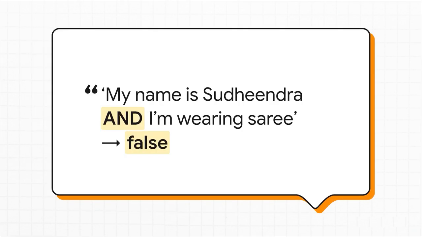Dr. Sudendra's research has this great, kind of funny example. Let's say we have a statement. My name is Sudendra, and I'm wearing a blue dress. Well, if both of those things are true, then the whole statement is true. But what about my name is Sudendra, and I'm wearing a sari? Even if the first part is true, the second part isn't. So because of that strict AND, the entire statement becomes false. Both parts have to be true, no exceptions.